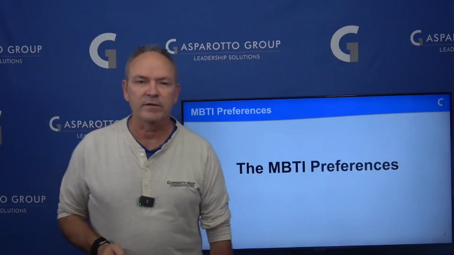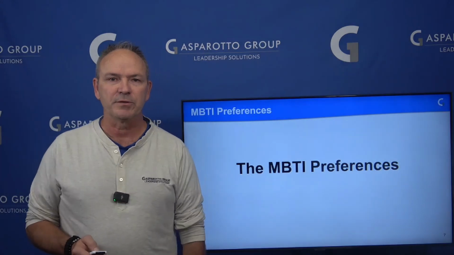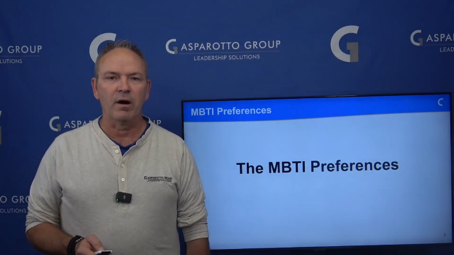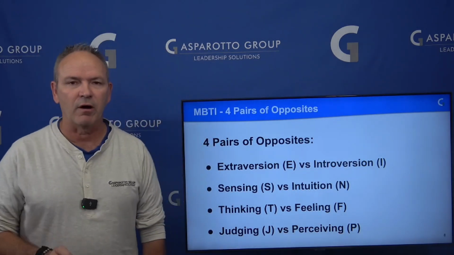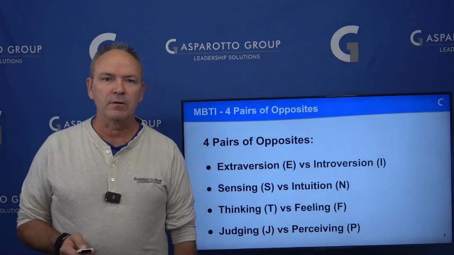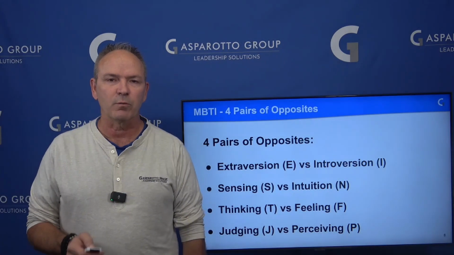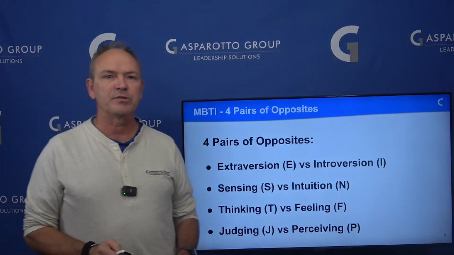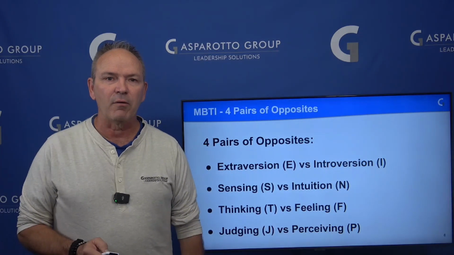The MBTI identifies 8 preferences and organizes them into 4 pairs of opposites. The 16 personality types of the MBTI are rendered from these. These 4 pairs of opposites, or dichotomies, represent fundamental preferences and how individuals perceive and engage with the world around them. By understanding these dichotomies, individuals gain valuable self-awareness of their personal preferences and insights into how they interact with and relate to others.